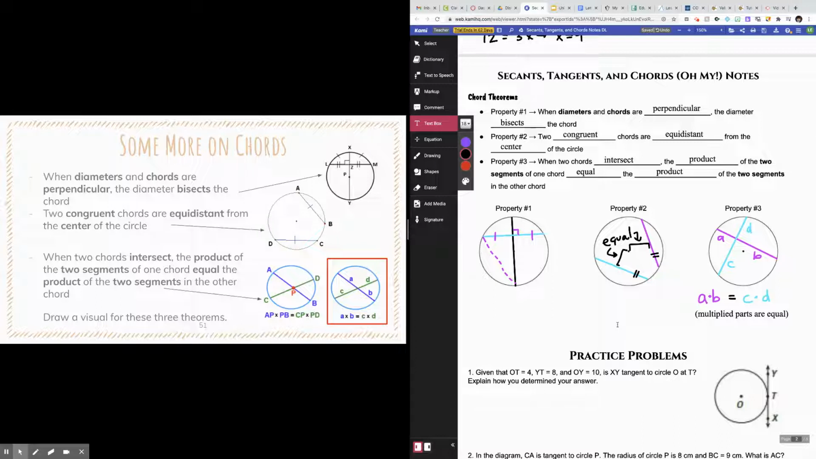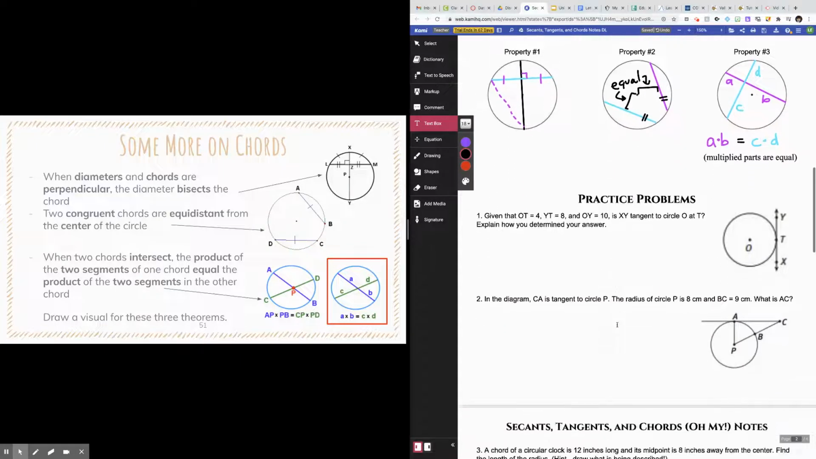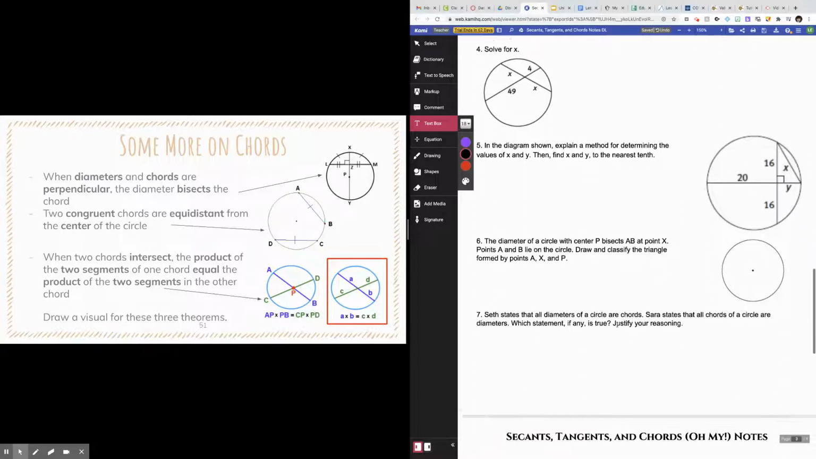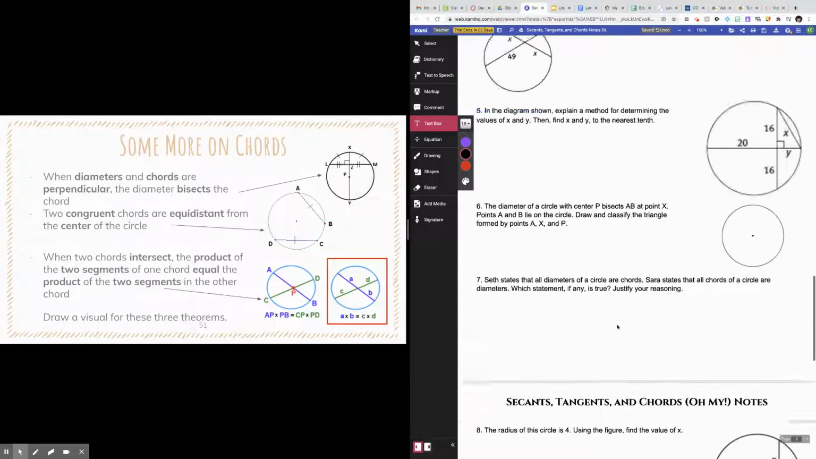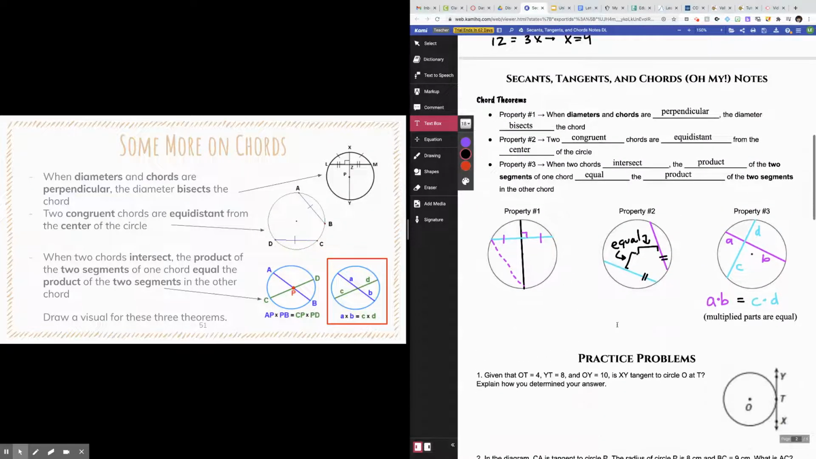All right, so that is it for this video. In the next one, I have lots of practice problems that I'm going to go over for you. A lot of them deal with the Pythagorean theorem, so just keep that in mind. Like I said, if nothing else from the right triangle unit shows up in this unit with circles, expect to see the Pythagorean theorem a couple of times.